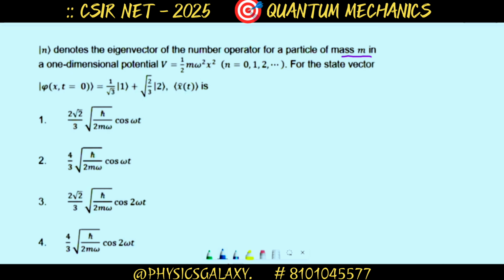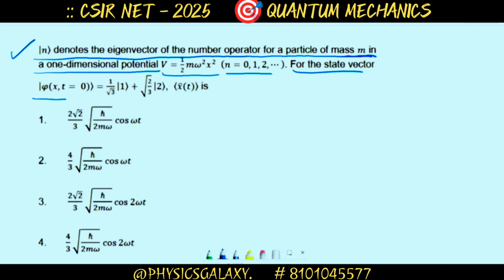0. Next question is again from the simple harmonic potential, and n denotes the eigenvector of the number operator for a particle of mass m in a one-dimensional potential V equals 1 half m omega square x square, n equals 1, 2 and so on. For the state vector phi, which is given like this, we need to find the expectation value of x.